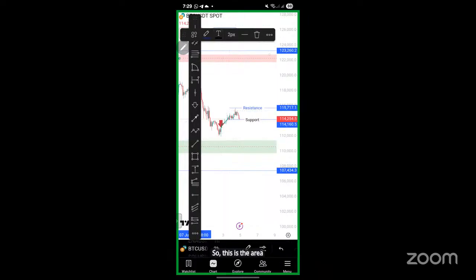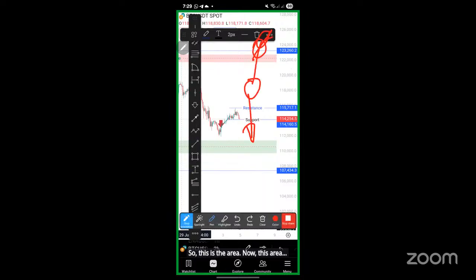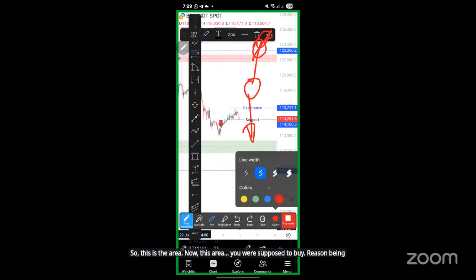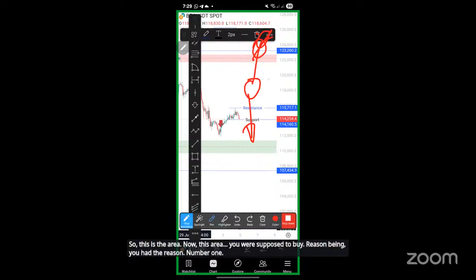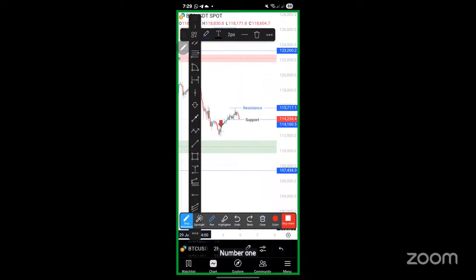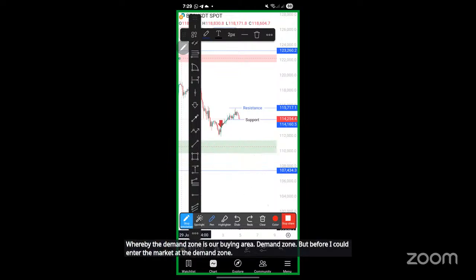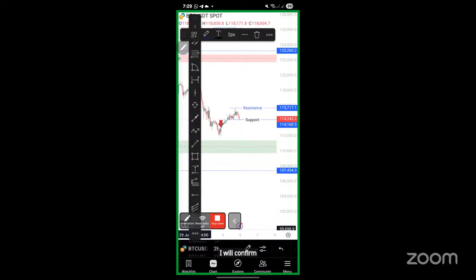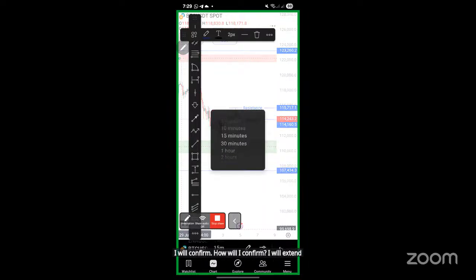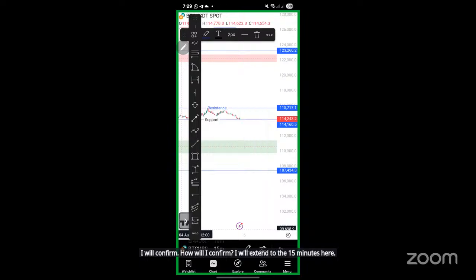Now this area is where you were supposed to buy. Reason being, you had the reason. Number one, the price has come nearer to the demand zone, whereby the demand zone is our buying area. But before I enter the market at the demand zone, I will confirm. How will I confirm? I will extend to the 15 minutes here.